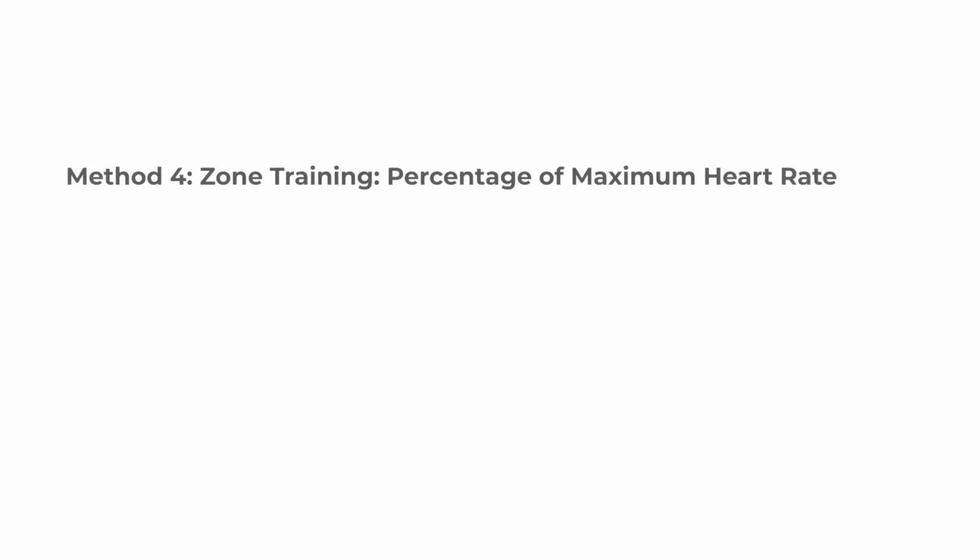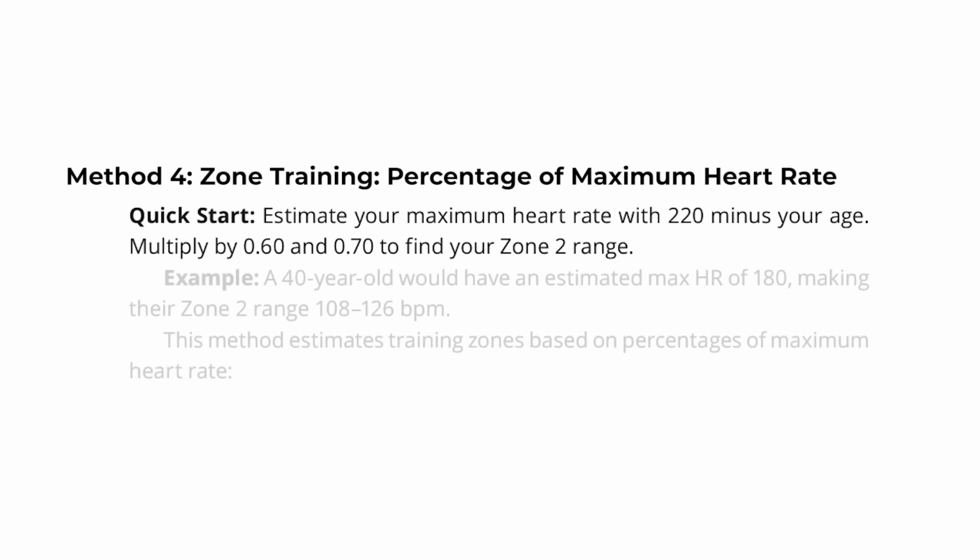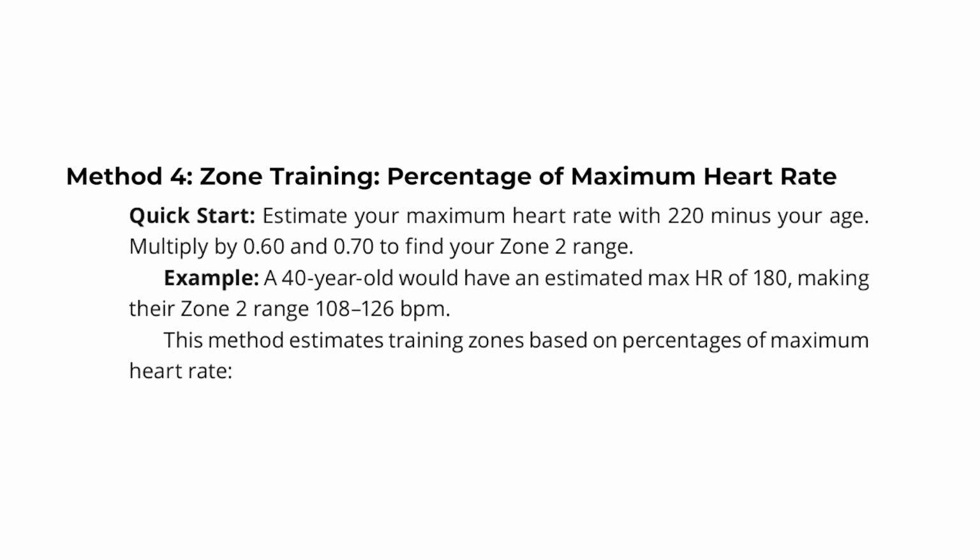Let's take a look at method number 4, zone training with a percentage of maximum heart rate. Quick start: estimate your maximum heart rate with 220 minus your age. Multiply this by 0.6 and 0.7 to find your zone 2 range. For example, a 40-year-old athlete with an estimated max heart rate of 180, making their zone 2 range 108 to 126. This method estimates training zones based on percentage of maximum heart rate.